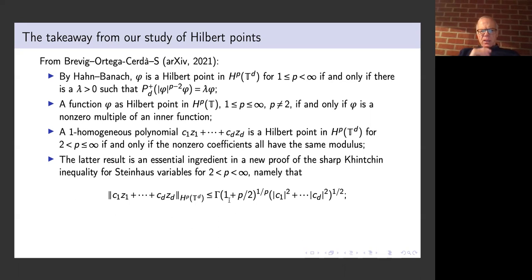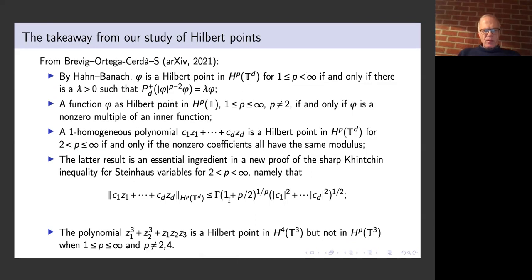Then what other Hilbert points are there? Just to give you an example of a situation where it is more complicated, I take this simple three homogeneous polynomial in three variables. It is a Hilbert point in H^4, but not in H^p for any p other than 2 and 4. So these Hilbert points may certainly depend on p when we are in higher dimensions. So this is what we know about these Hilbert points so far. I hope that more can be said in the future.